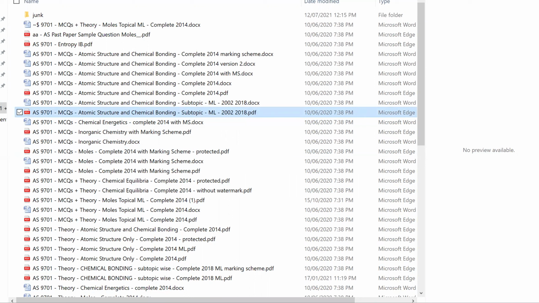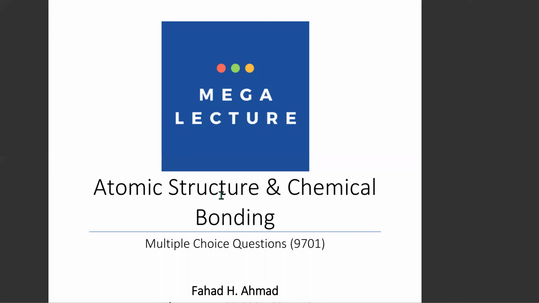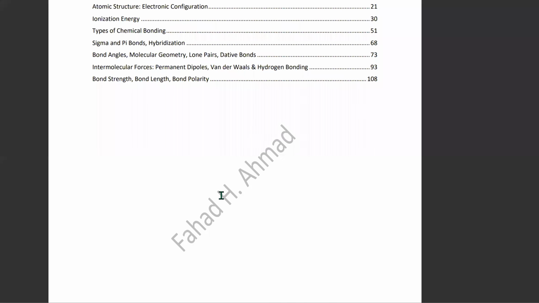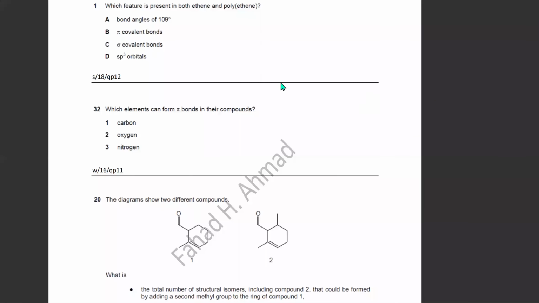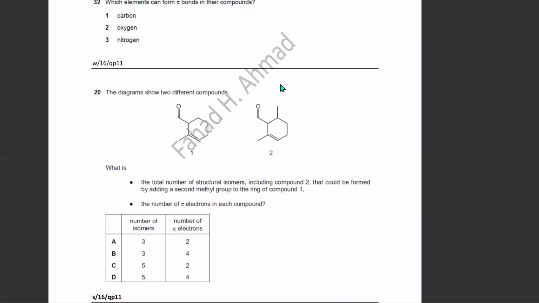So about sigma bonds, sp3 hybridization, sp2, sp hybridization, and we were going to talk about the shapes of molecules. So this part over here. Okay, this is what we were dealing with.